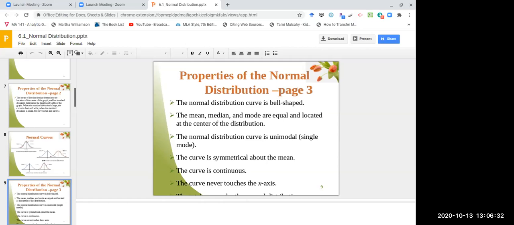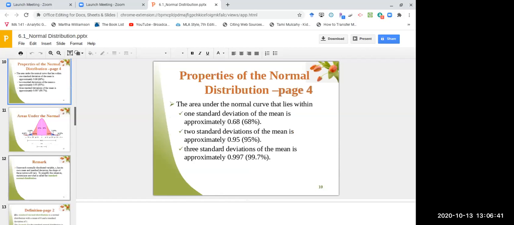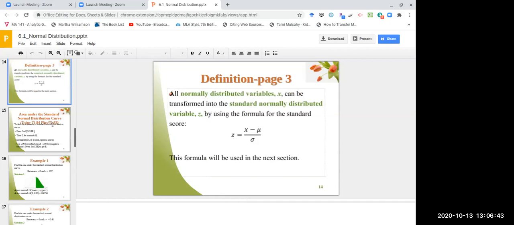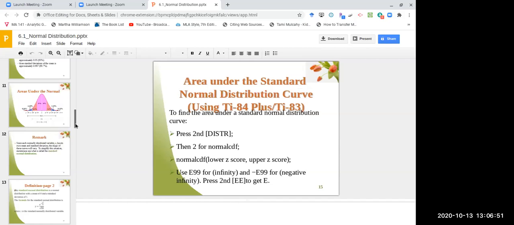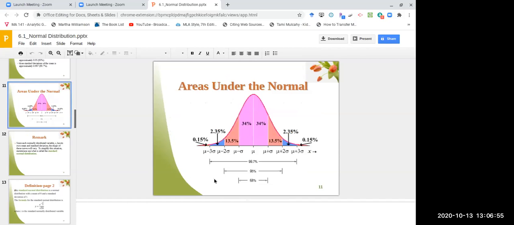It never touches the x-axis, and importantly, let me show you this on this slide. Whoops, not that slide, sorry. I want to show you this. The area under the normal distribution curve is 1. The total area underneath it is 1 or 100%, is what that last bullet said.